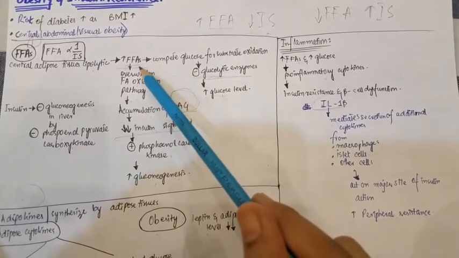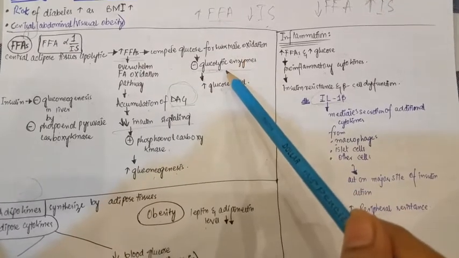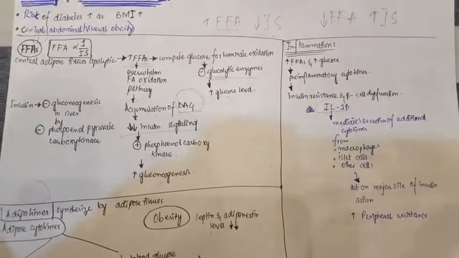Increased free fatty acids also compete with glucose for substrate oxidation, which results in the inhibition of the glycolytic enzymes, which results in increased glucose levels.